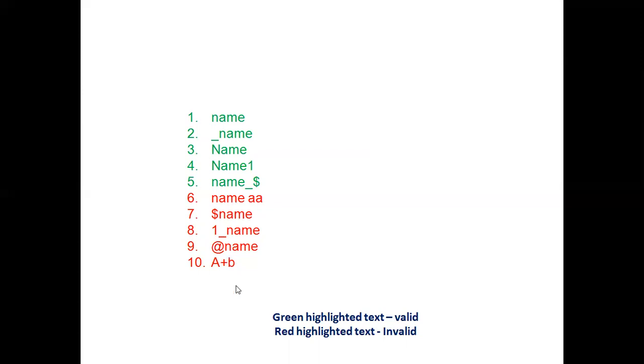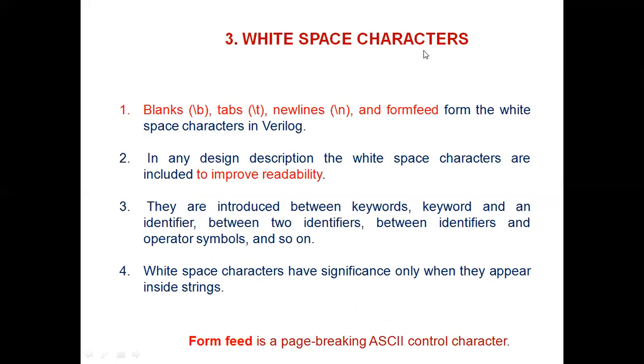Okay. Next, third one, white space characters. What are these white space characters? Generally, why do we use them? In order to understand the program easily, for readability. If I give you any sentence without any spaces and I tell you to read that sentence, it is very difficult to read. Yes or no? Without spaces, without commas, without punctuation, if I just give you a running sentence, it is very difficult to read.